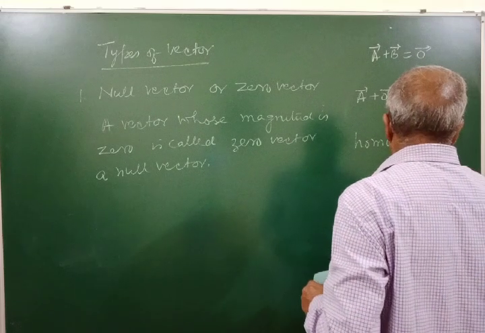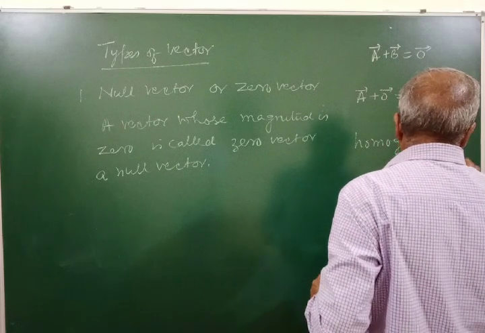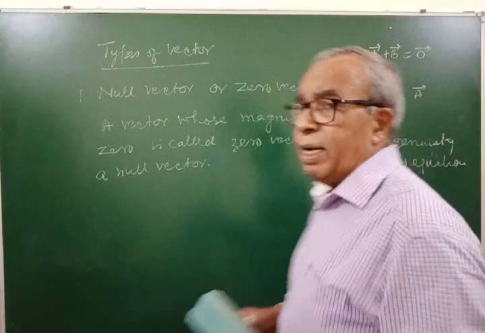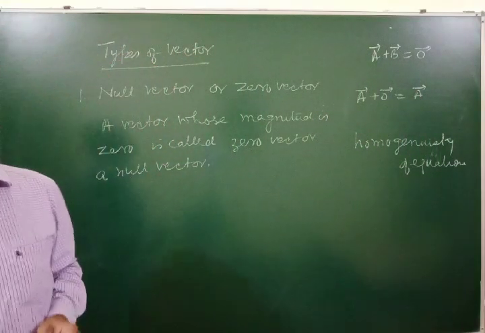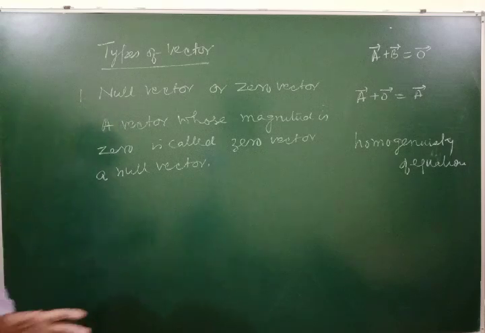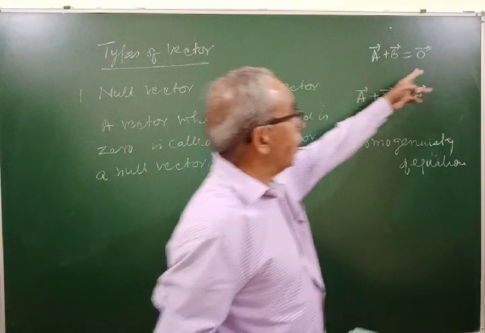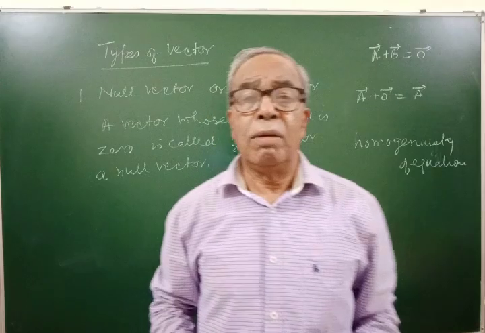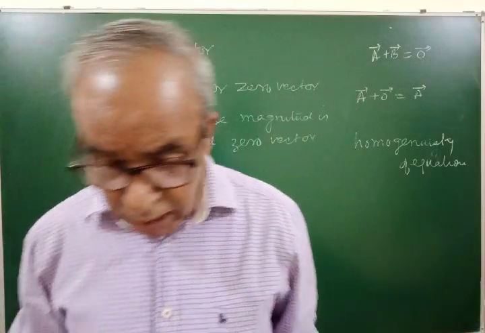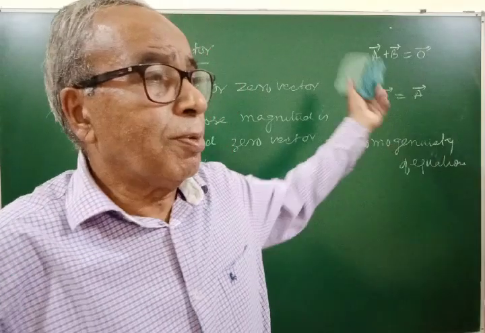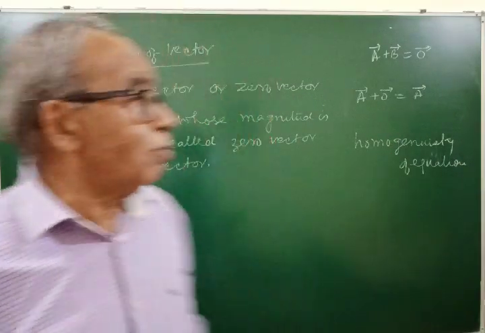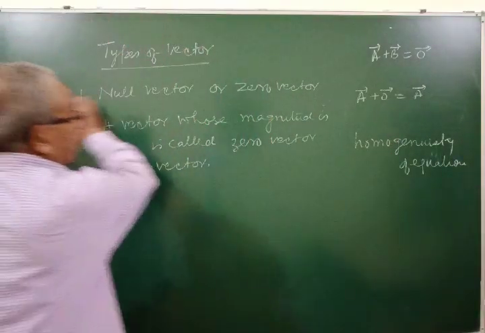Homogeneity of equation. What is the meaning of this? I told you if the left hand side is a vector, then the right hand side should also be a vector quantity. So this 0 vector or null vector fulfills the purpose of maintaining homogeneity of equation. So this is the null vector.